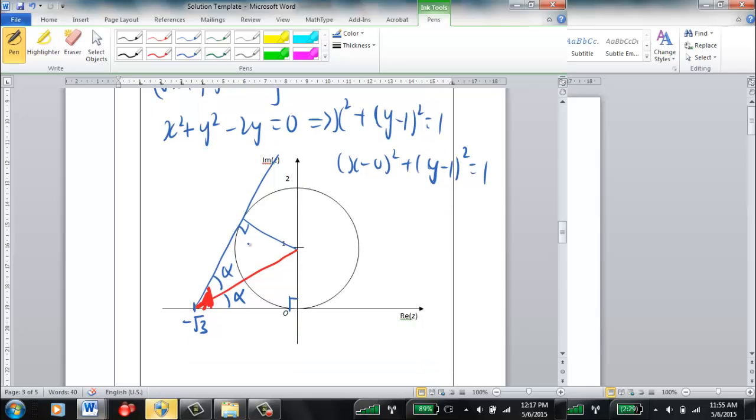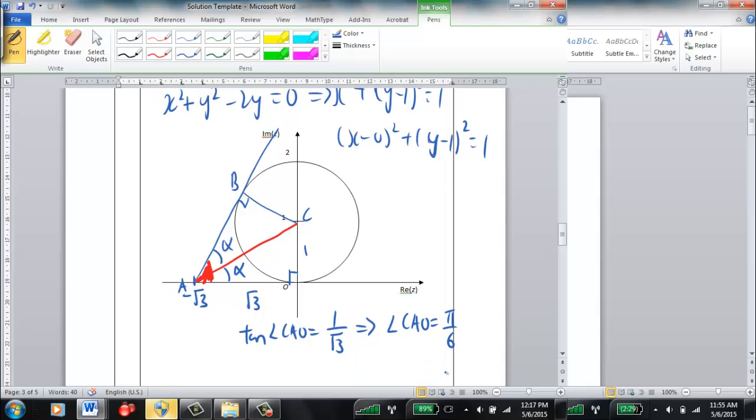So let's see how we can find this. This is 1 unit, this is root 3 units, correct? Let's call these points C, B, A, and let's call this the origin. So tangent of angle CAO is equal to 1 over root 3, right? Tangent is opposite over adjacent. Therefore, angle CAO is equal to pi over 6, right? Which is alpha, which is what I called alpha.